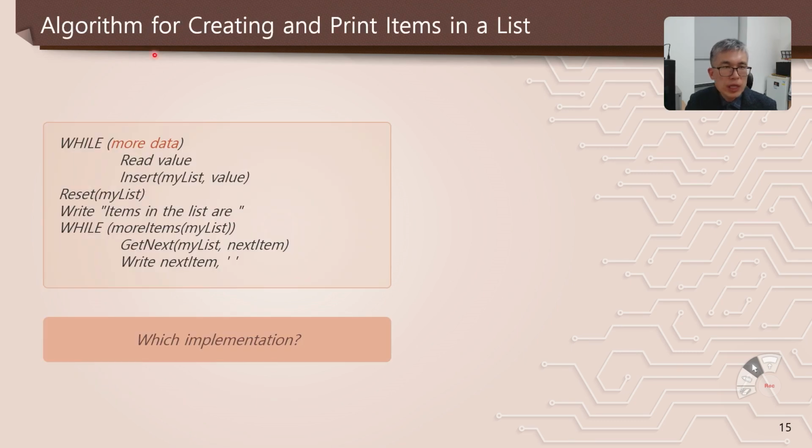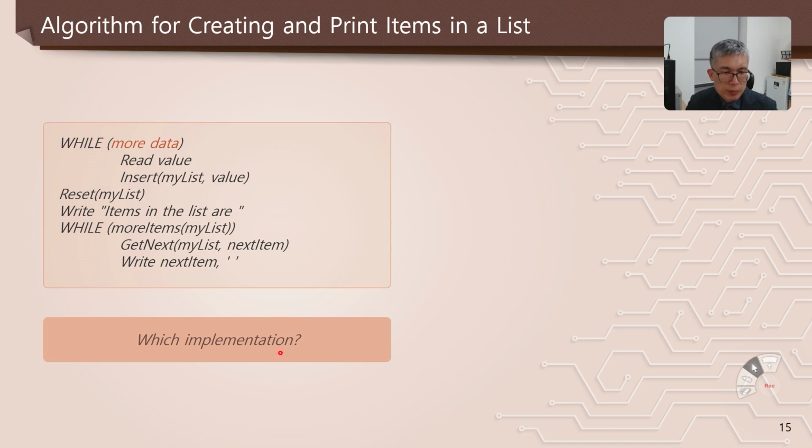This is the algorithm for creating and printing items in a list. Okay, so we have more data, read a value, and then insert into my list, read value, and then reset my list. And then for items in the list, from the list we can get more items and then get next, okay, next item, and write the next item value.